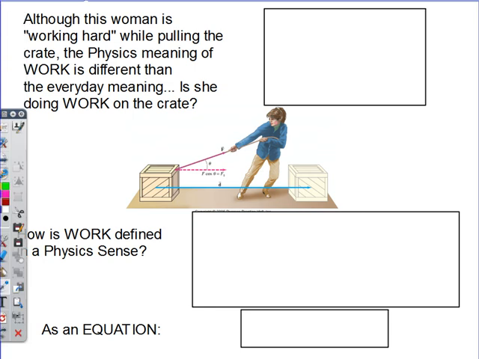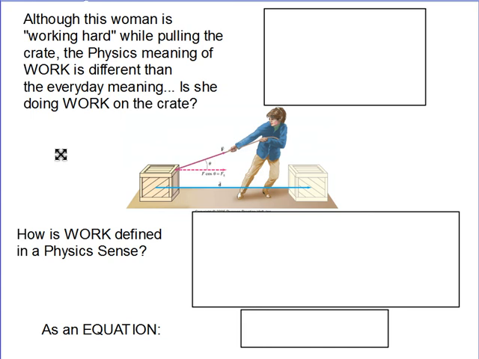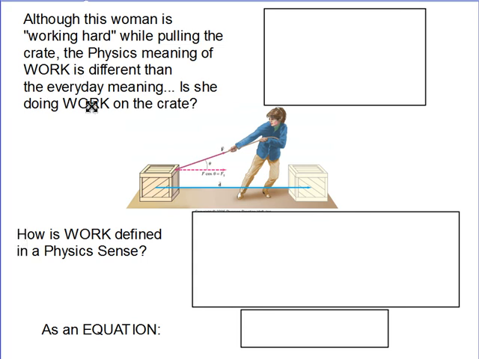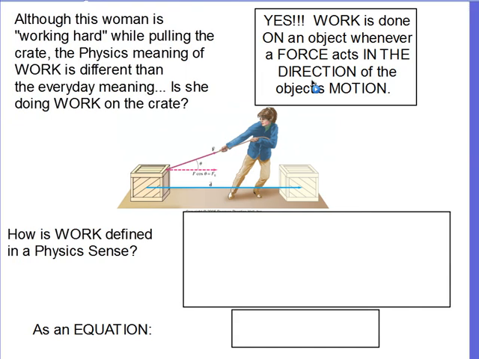So you guys did a little bit of reading already on this idea of work. And so the question is whether or not the woman is doing work as she pulls that crate along. Now certainly it looks like she's straining, she's spending some energy to be able to pull that thing along. That's sort of the way that we would use the term work in an everyday sense. The term physics work means something a little bit different, and so the question is, is she doing work? And the answer is yes, she is.